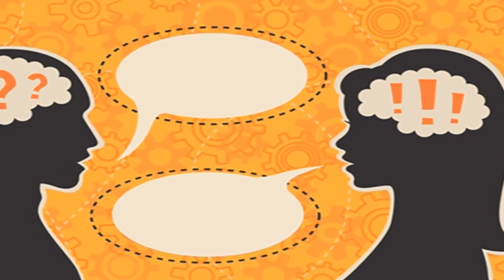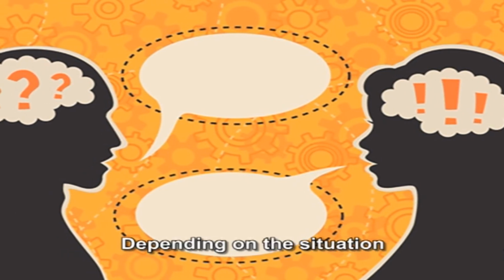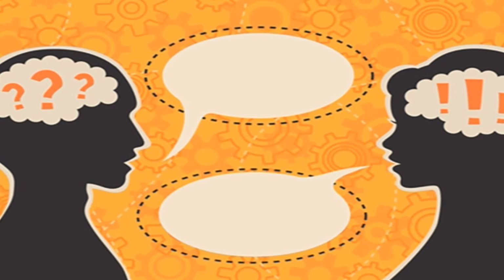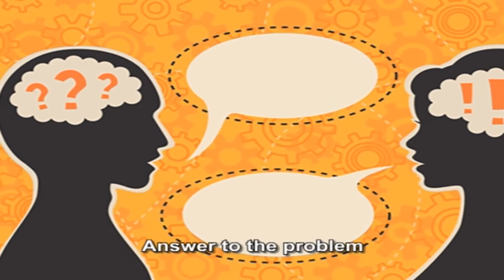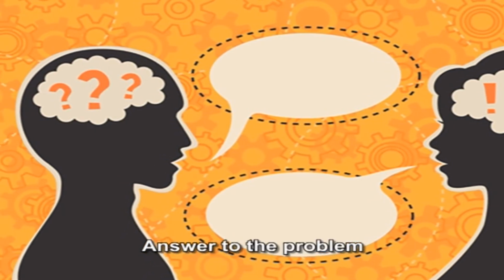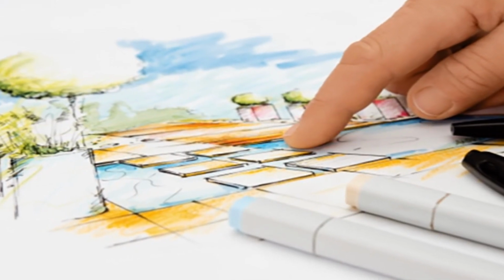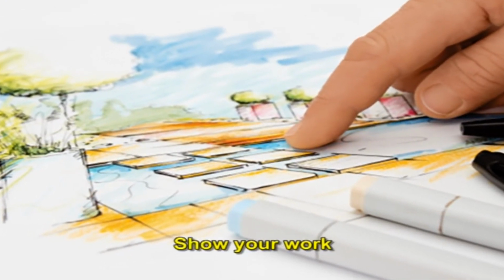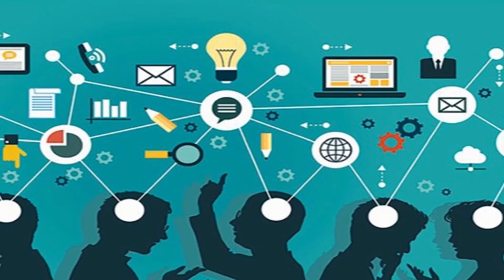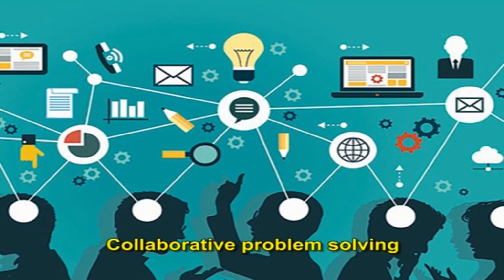The final part of your work on a problem is to communicate your conclusions. What is communicated may differ depending on the situation. Sometimes you are expected to report only the answer to the problem. Sometimes you are expected to show your work. Sometimes you may be doing collaborative problem solving.